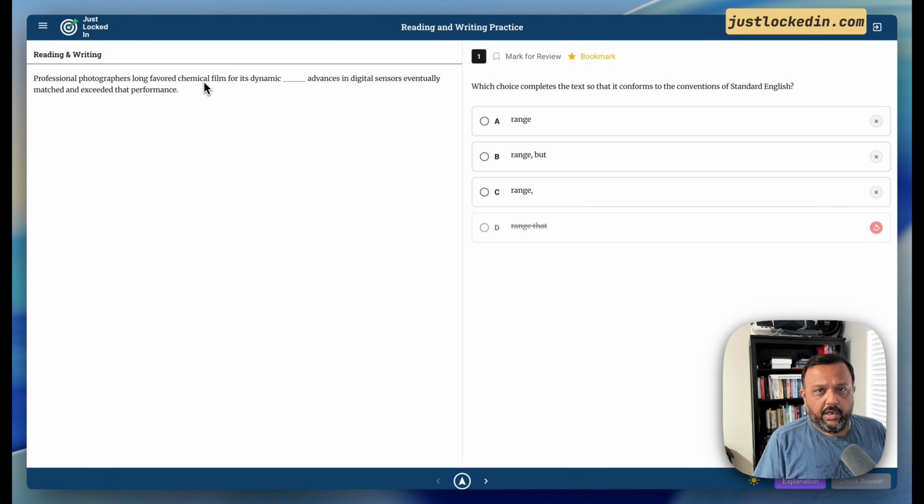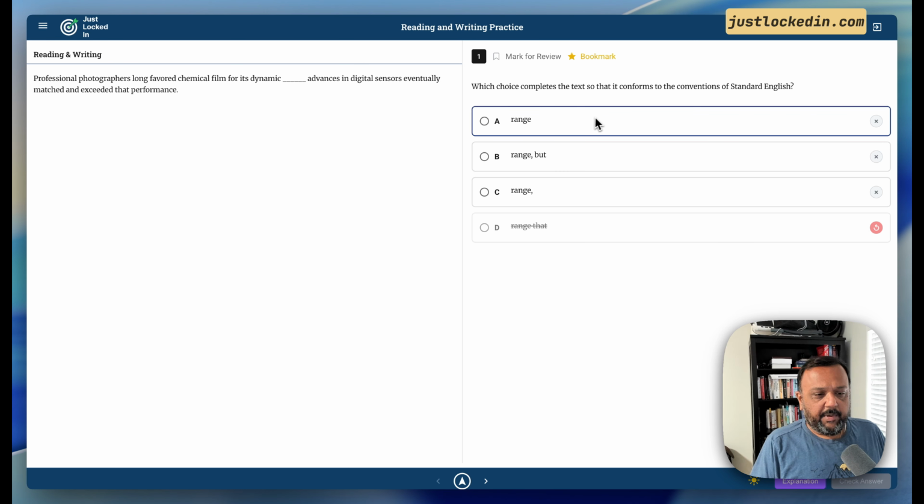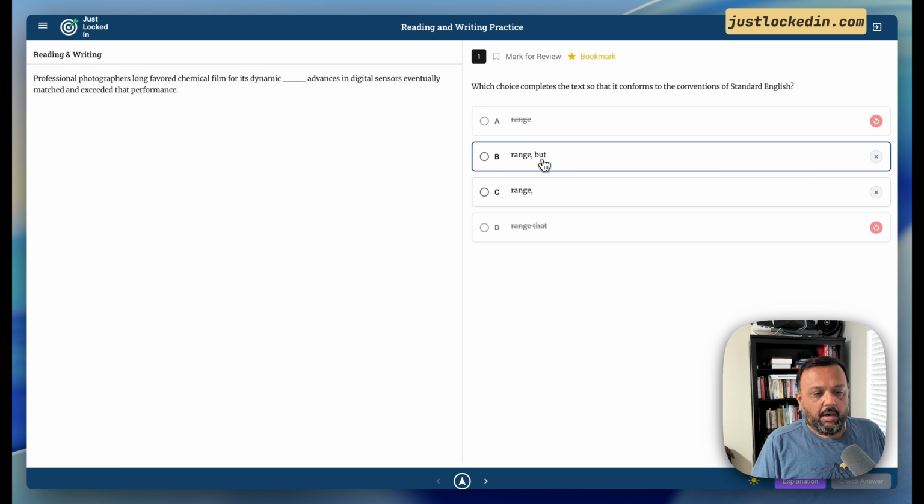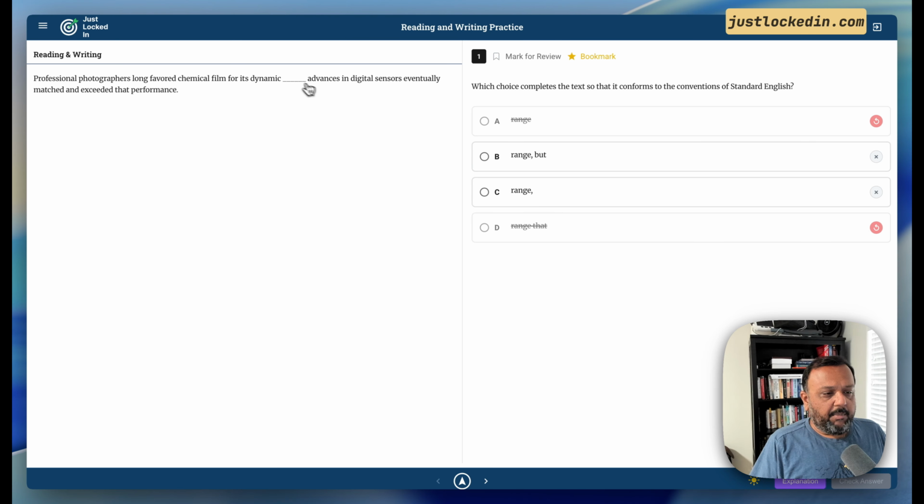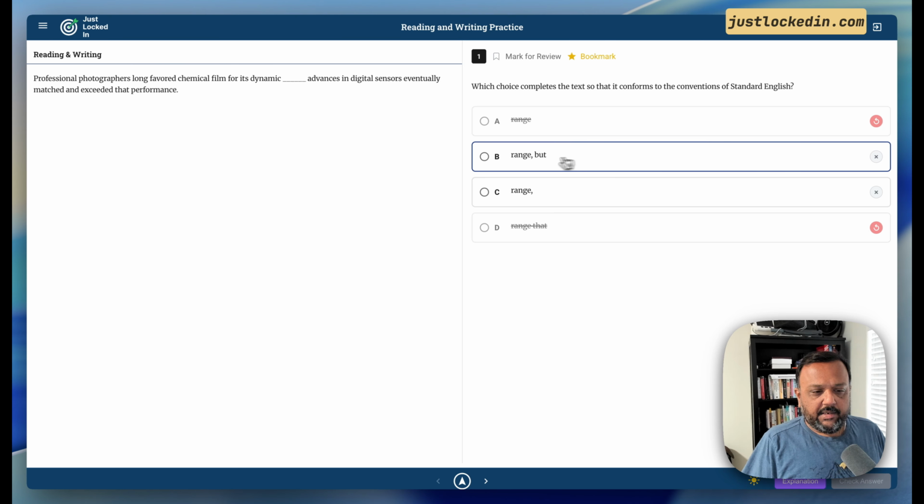These are just two independent clauses now, and therefore let's apply the SPACY rule. "Range" without any punctuation or conjunction is incorrect because it's going to lead to a run-on. "Range, but." This is a valid use of a FANBOYS conjunction, and because this is a contrast situation, "but" makes a lot of sense. Photographers long favored chemical film for its dynamic range, but advances in digital sensors eventually rendered that advantage not applicable anymore. All right, so this can be the right answer. "Range, comma" would result in a comma splice, and therefore this is an incorrect answer.